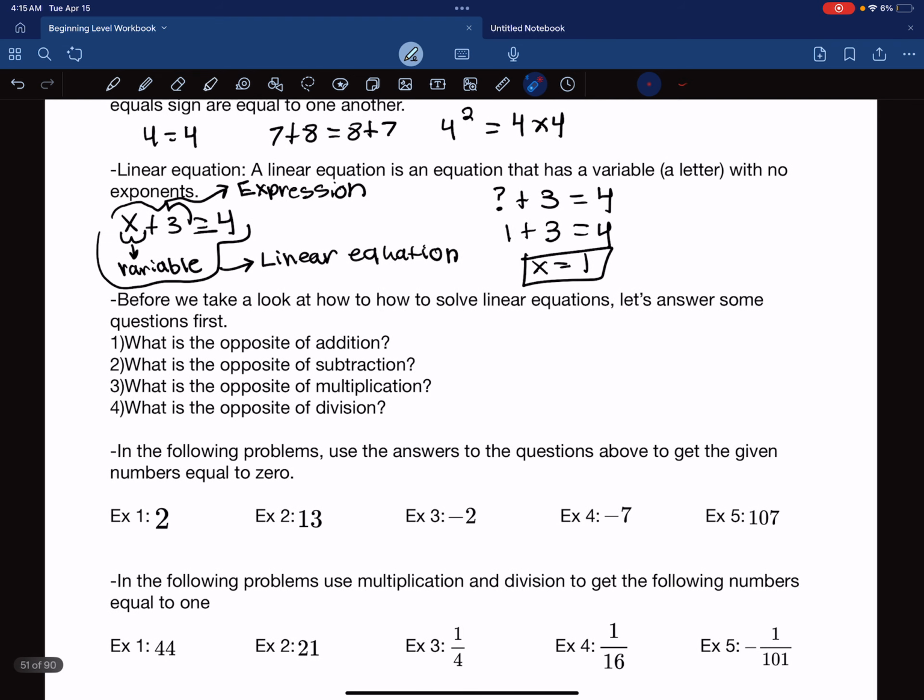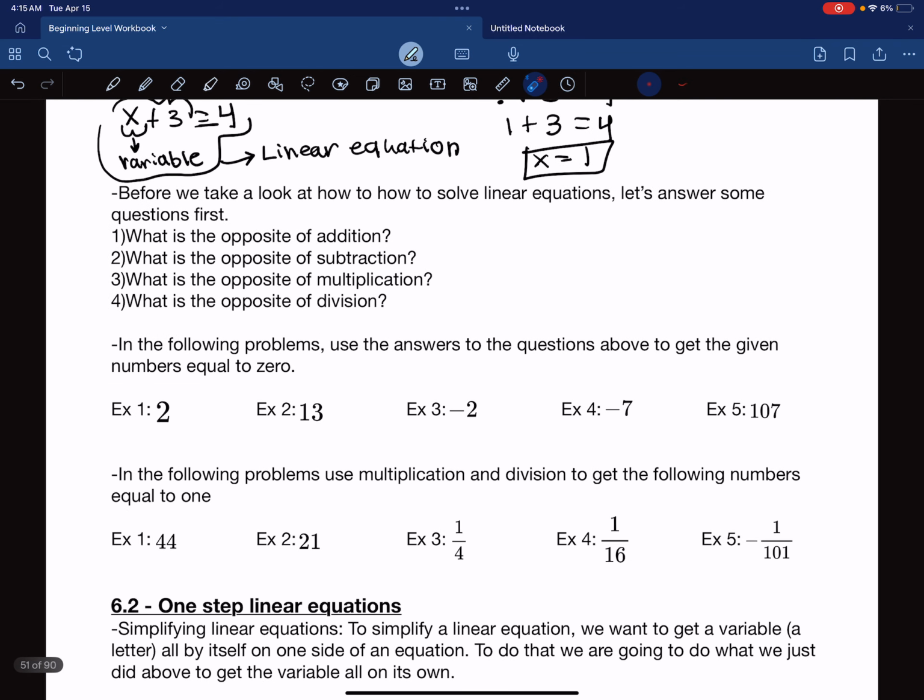Before we actually get into solving these, let's talk a little bit more. In order to solve linear equations, we have to begin to think about opposite operations, which we have done for a while. The opposite of addition is subtraction. The opposite of subtraction is addition. The opposite of multiplication is division. And the opposite of division is multiplication.